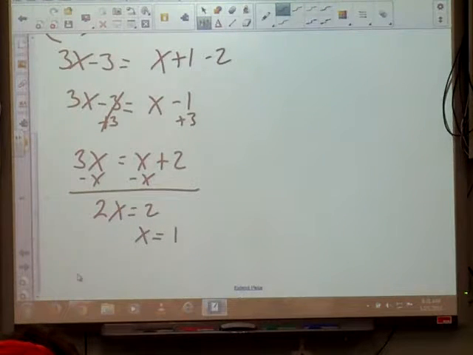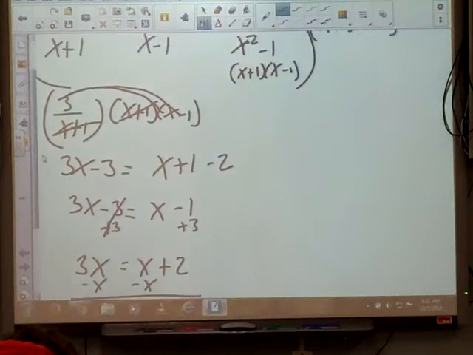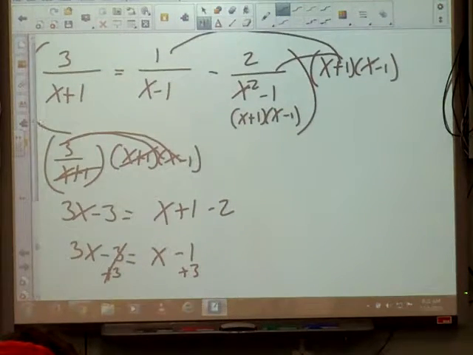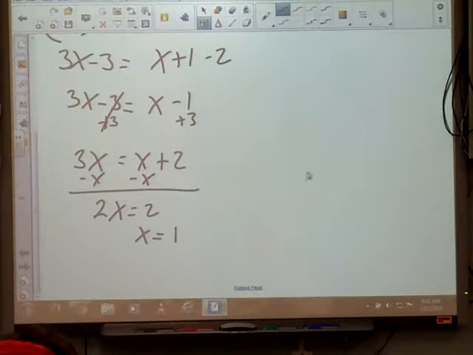If you go back and look at the original problem, remember we talked earlier in the week that you can't have a 0 on the bottom? What would happen if I plugged that 1 right there? It's going to be a 0. So even though all that good looking work got me a 1, it really didn't work. So this equation has no solution.